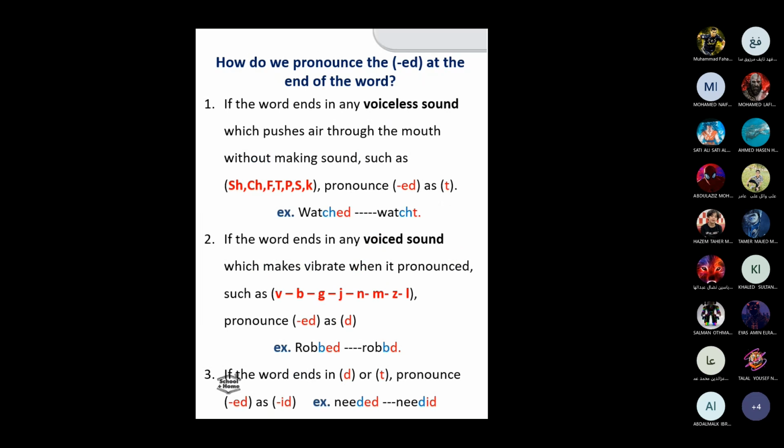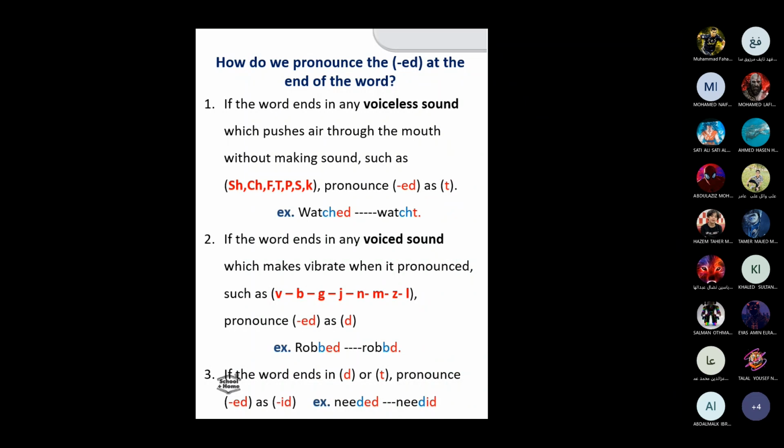The second part of our lesson today is about how we pronounce the ed at the end of the word, and this is very, very important, this slide today, guys. How do we pronounce the ed at the end of the word? Many learners or students fall into this mistake. They pronounce it wrongly. So today we will learn together how to pronounce the ed at the end of the word.